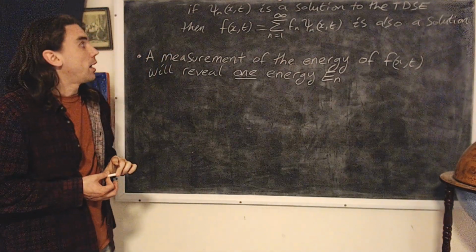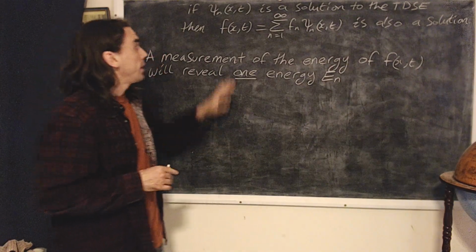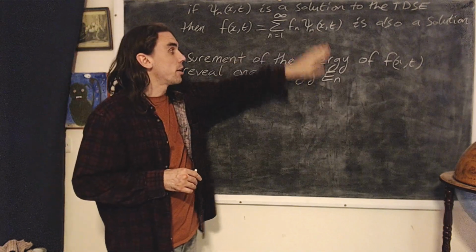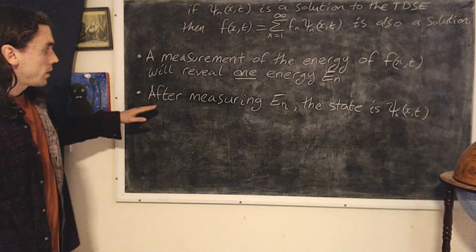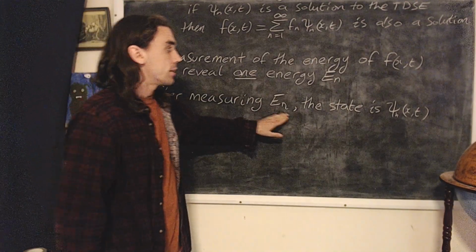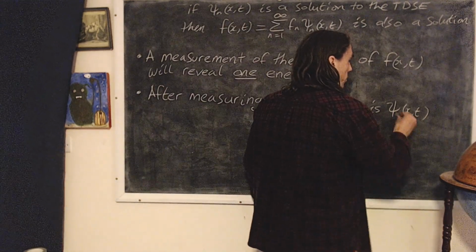And as a result of that, the wave function will change as a result of that measurement. It will no longer be f of x and t, it will then be the energy eigenstate corresponding to that eigenenergy. After measuring energy eigenvalue En, the state is psi n of x and t. And that's with certainty.